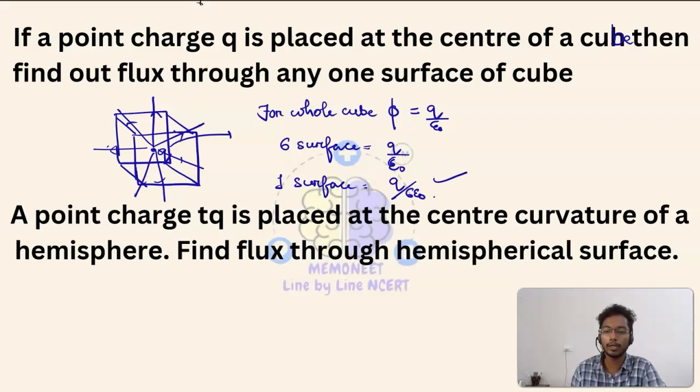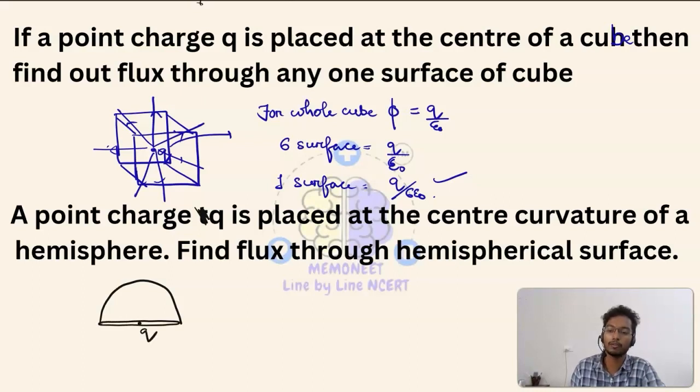Then a point charge q is placed at the center of curvature of a hemisphere. We have to find the flux through the hemispherical surface. So let's say we have a hemisphere here, and the charge is present at the center of curvature.